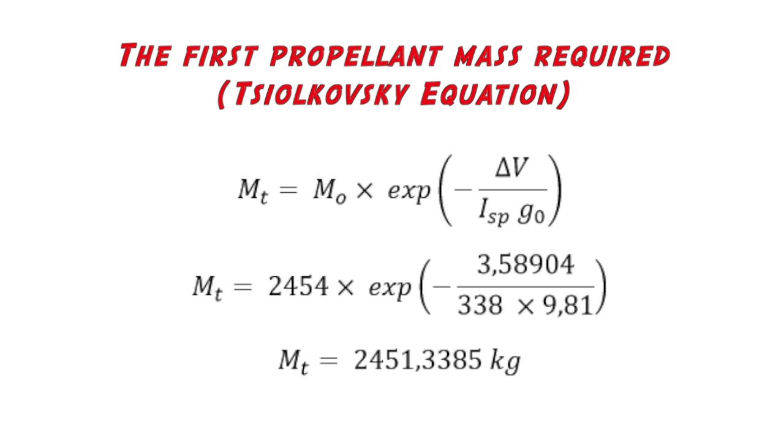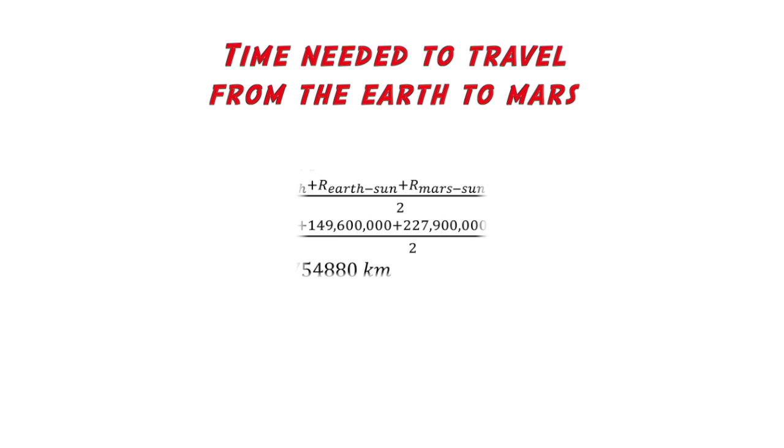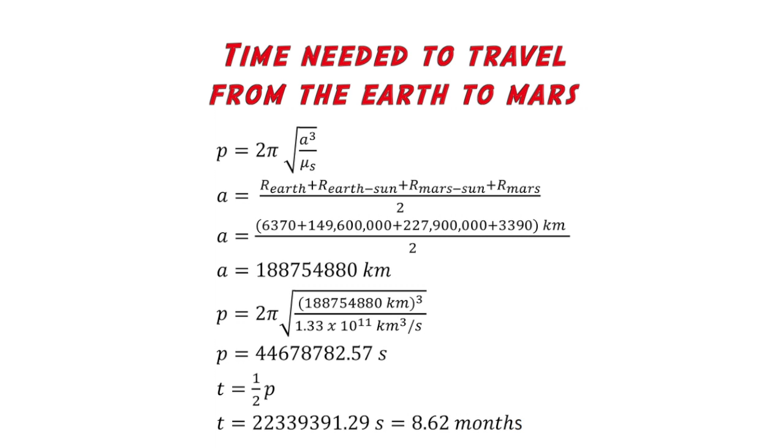From the given delta V1, we can compute the propellant mass required to escape from the Earth's elliptical orbit to the hyperbolic orbit trajectory by using the Tsiolkovsky equation. By that equation, the result is about 2,451 kilograms of propellant mass needed. The period can be calculated, and thus the time needed for the satellite to enter Mars can be computed as well. By the equation, we know that it takes about 8.62 months, or about 8 months and 18 days, to enter the Mars trajectory.